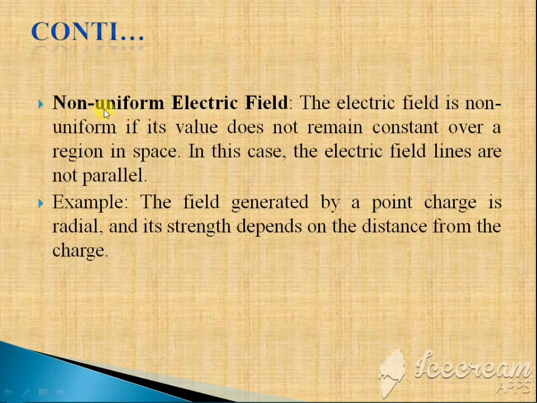Now the non-uniform electric field. The electric field is non-uniform if its value does not remain constant over a region in space. In this case, electric field lines are not parallel. For example, the field generated by a point charge is radial and its strength depends on the distance from the charge.